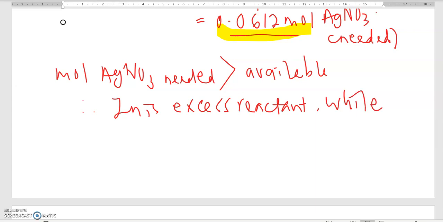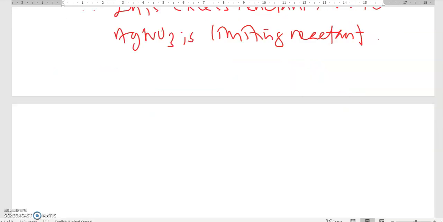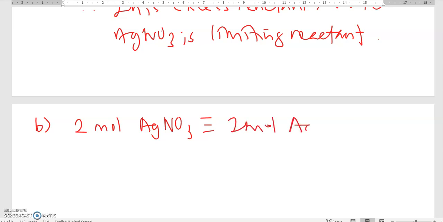while silver nitrate is limiting reactant. Next, for the second question, calculate the mass of silver formed. So therefore, by using our limiting reactant, 2 mole of silver nitrate produce 2 mole of silver.